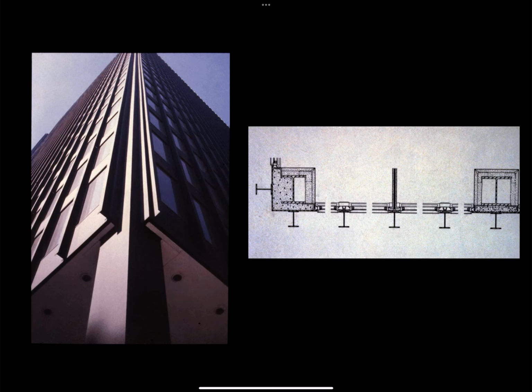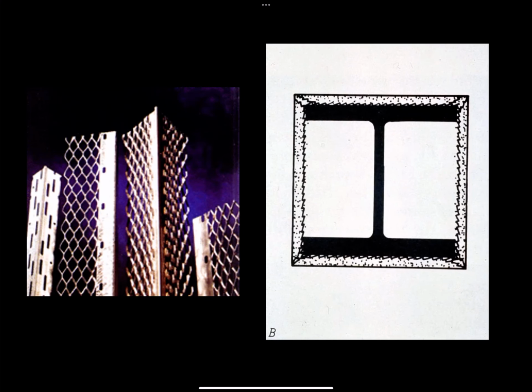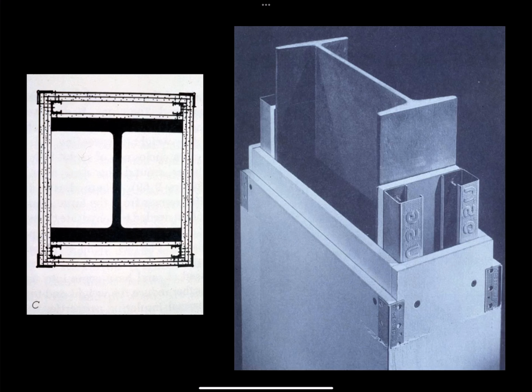So we can encase steel columns and beams in concrete, or as Mies did on the interior of his building, we can wrap them with expanded metal and wet plaster. So here you see an H-shaped squarish column wrapped in expanded metal and plaster. We can wrap a steel column and beam in layers of drywall or gypsum board, and clearly the greater the fire resistance needed, the more layers that you have.